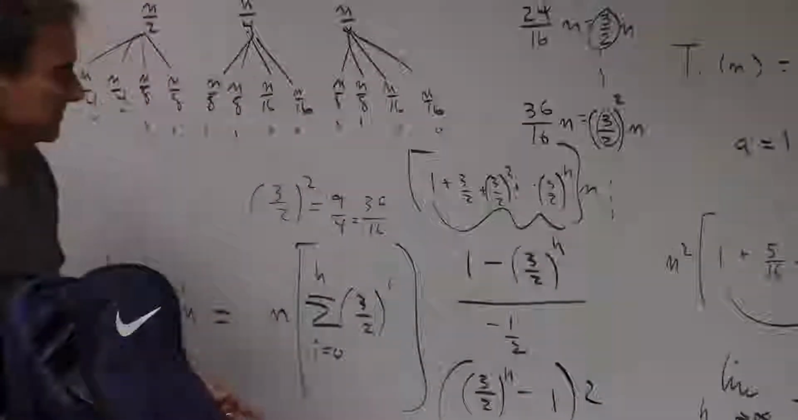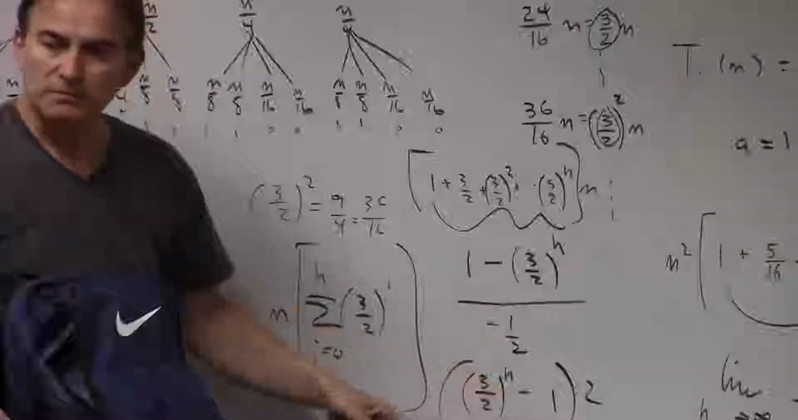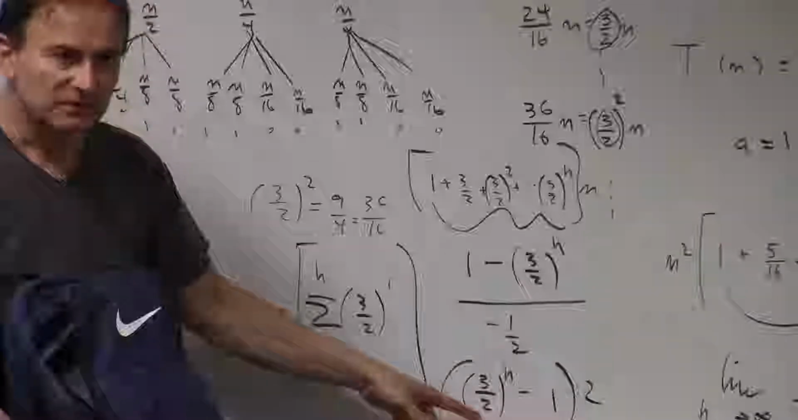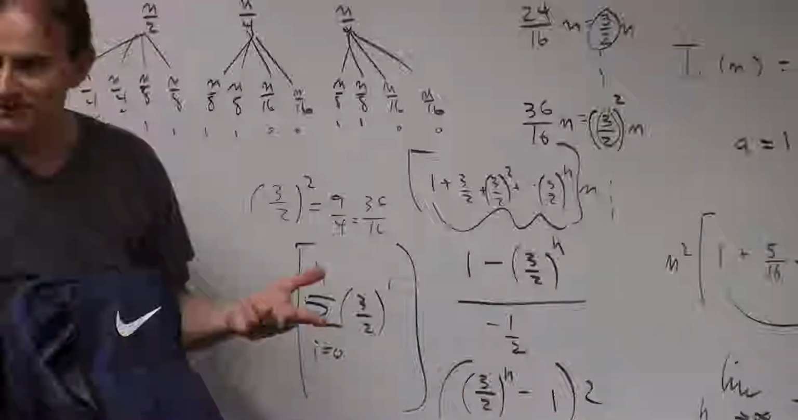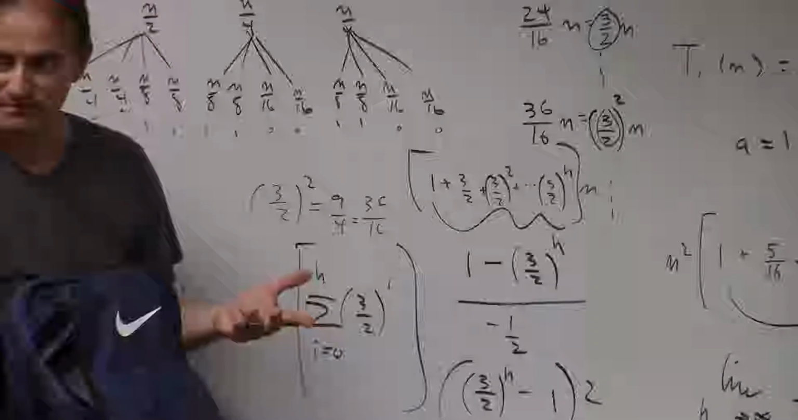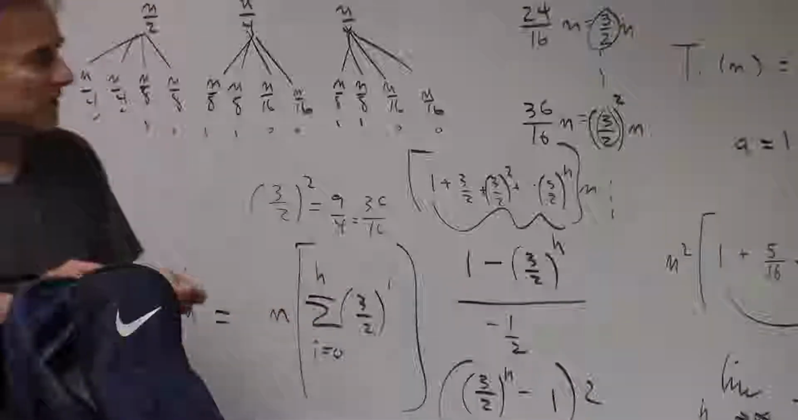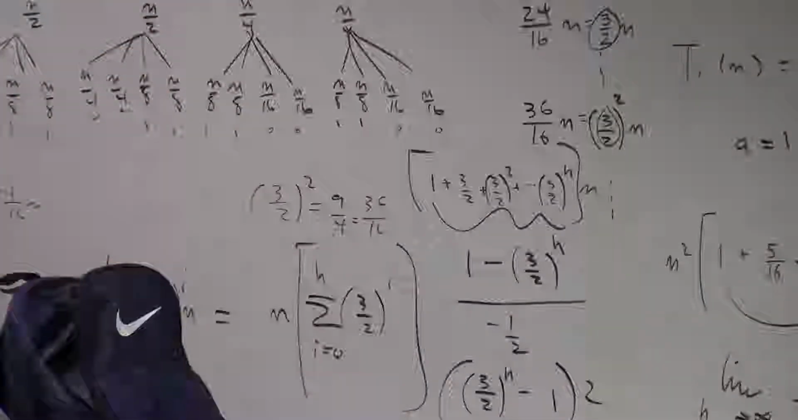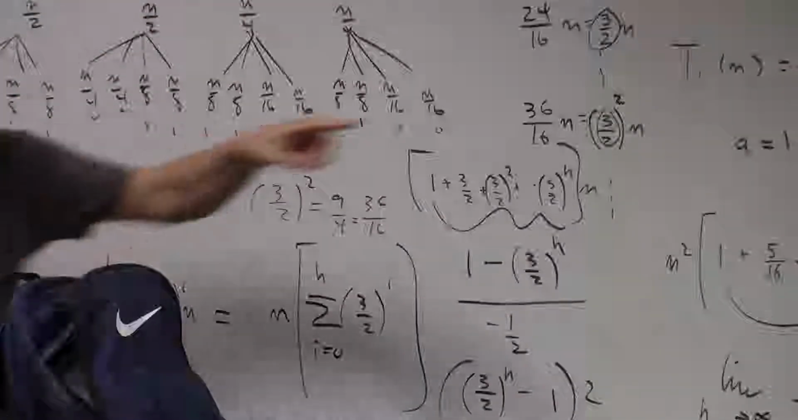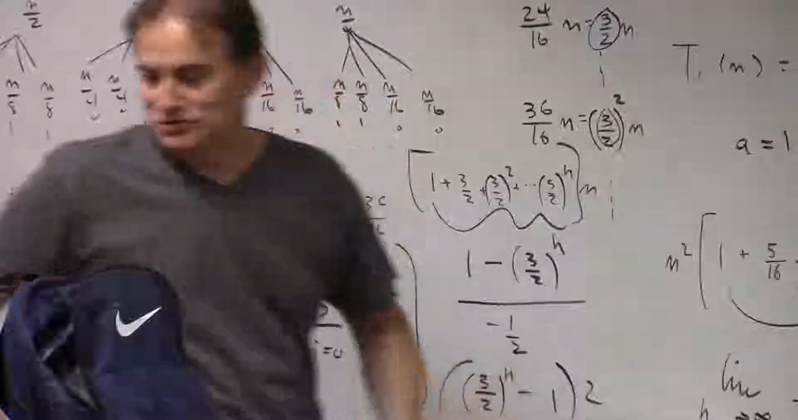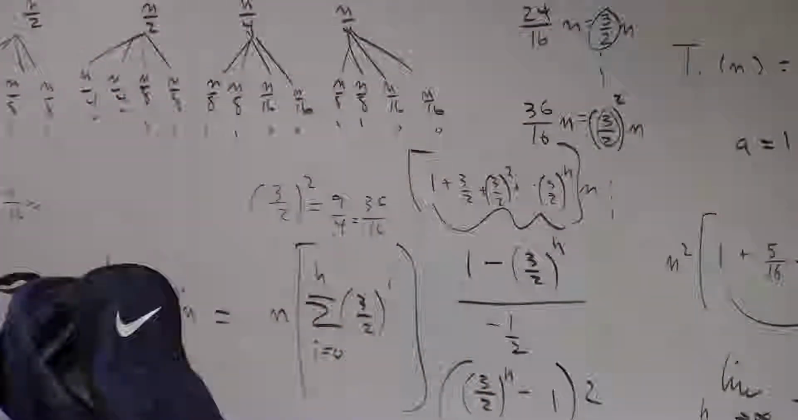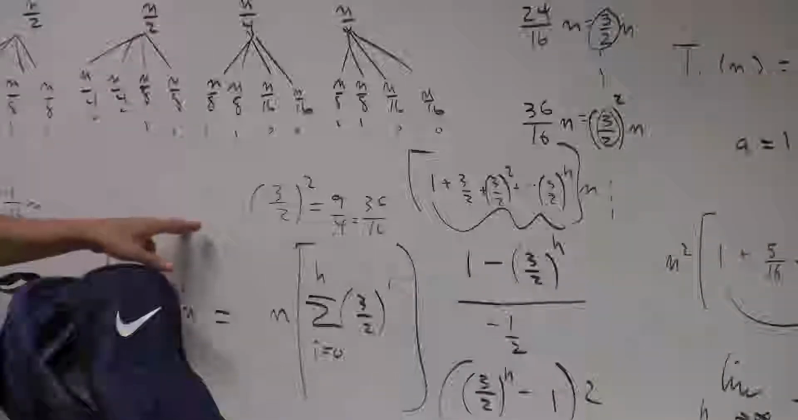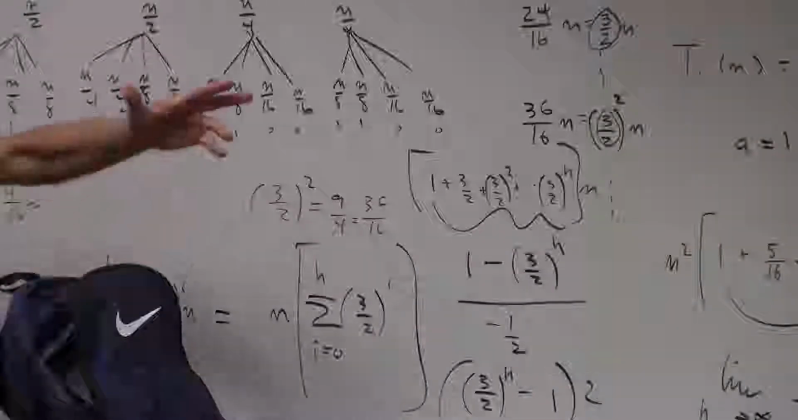Now, the problem with this is that if h is a large number and we let h go to infinity like before, 1.5 to the infinity will go to infinity. It will not converge. Why not? Because the work here is increasing exponentially. Here, the work was decreasing exponentially. Does that make sense? So for this one, we were not so lucky. But for the other one, we were kind of lucky.